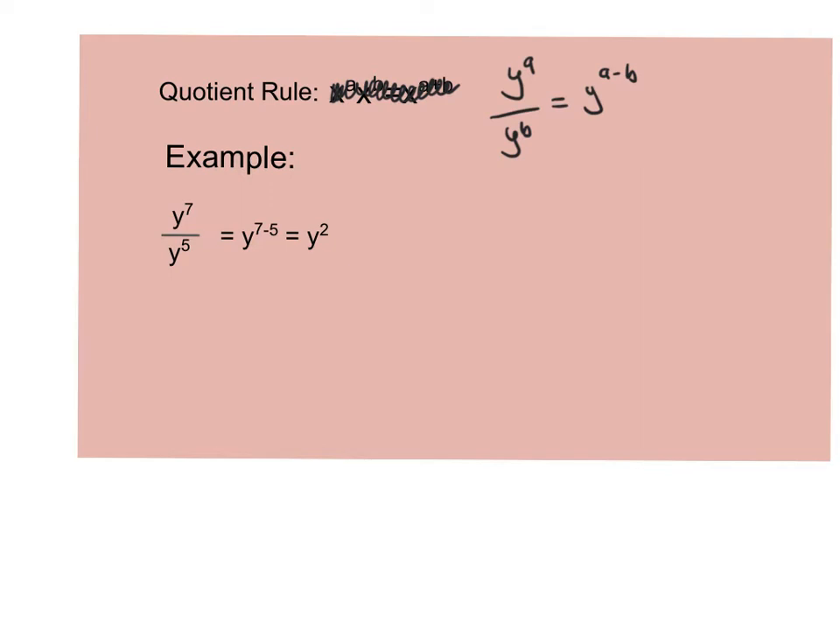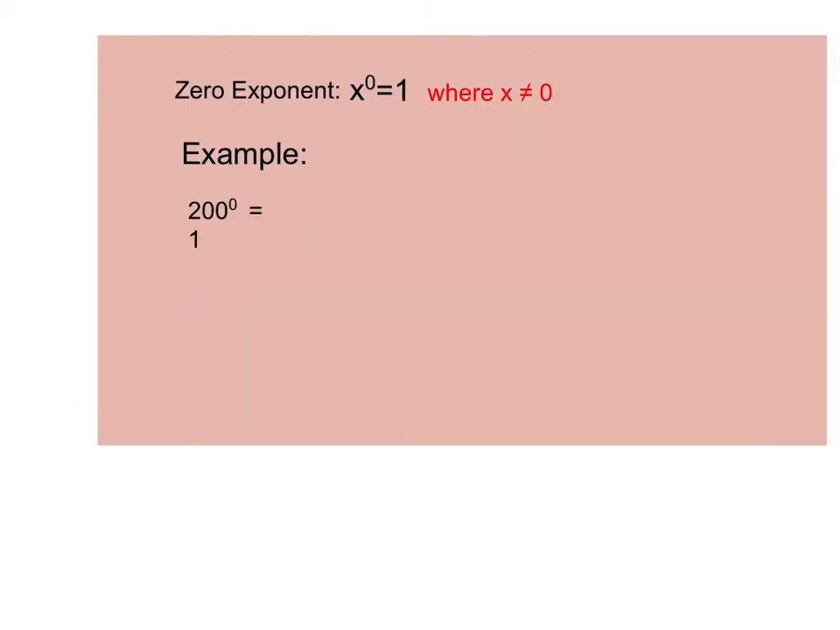Now, what happens if you were to have something like y to the 5th over y to the 7th, and that equals y to the 5 minus 7, that would give you y to the negative 2. So you're going to do it the same way. Now, generally speaking, we don't like to leave negative exponents in our answers, and I'll address that in a later time.